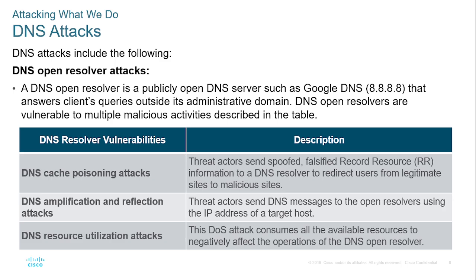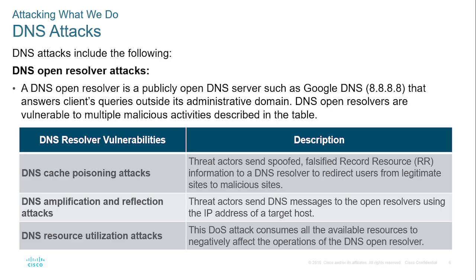And so, resolving is just translating the name into the IP, and that is the whole process that we just mentioned. So we have some of the attacks that can be launched based on that. We have the DNS cache poisoning attacks, where the threat actors send spoofed or falsified resource record, what we call RR, information to a DNS resolver to redirect users from legitimate sites.